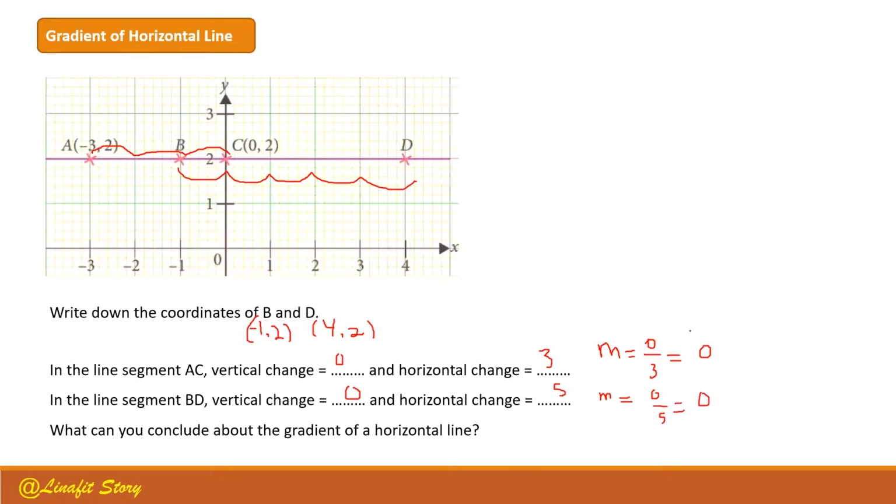What can you conclude about the gradient of a horizontal line? The gradient of a horizontal line is 0. Horizontal lines have no steepness at all, because any calculation of the slope of horizontal lines means dividing 0 by another number. The slope of a horizontal line is always 0. So remember, a horizontal line has no slope. Its gradient is 0.